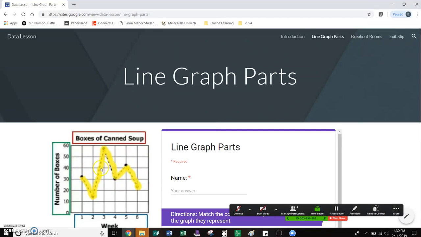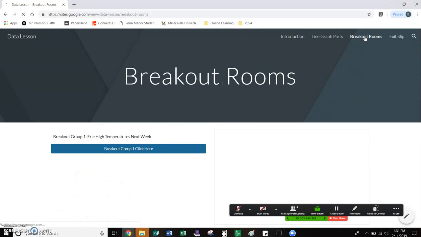In a moment, we're going to get to an activity, and I'm going to recommend that you keep the scale at 10 for today, counting by tens going up your y-axis. So everybody go ahead and click our link to what we're going to do with our breakout rooms for our learning today.